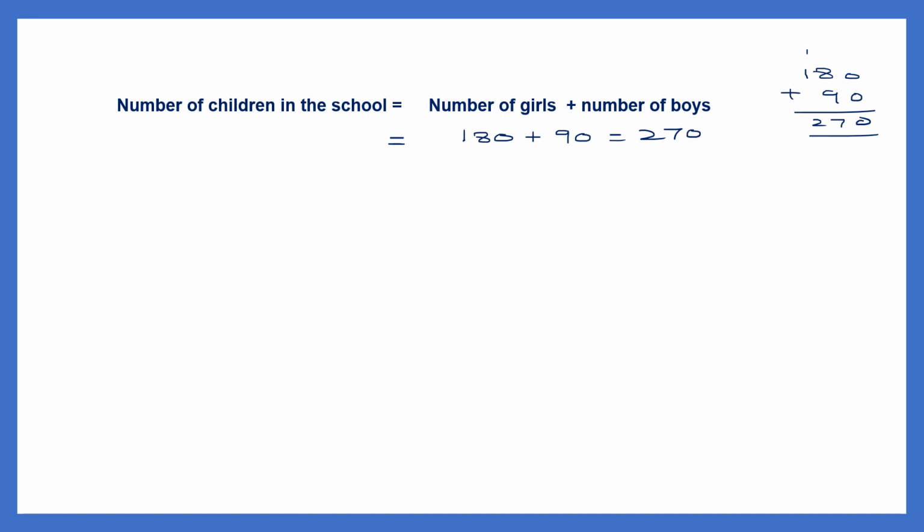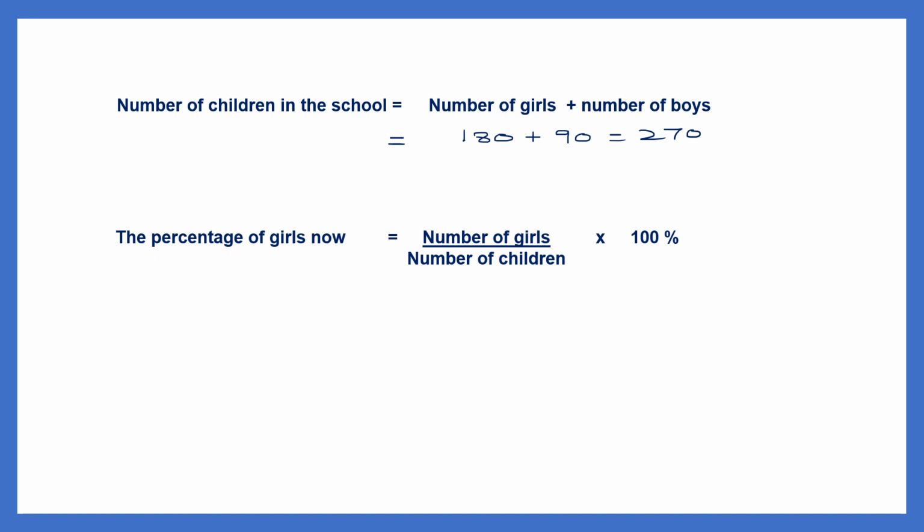So now we can find the percentage of girls, the new percentage of girls. So that will be number of girls, how much is that? 180 by the number of children, that is 270 into 100. So let's do that. Number of girls is 180. Number of children is 270 and we are multiplying this by 100%. So now we can cancel the zeros. I can cancel a zero here and here.